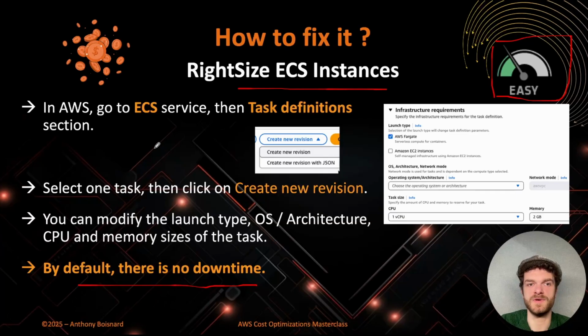So in AWS, simply go to ECS service and then the task definitions section. You can select one task and click on create new revision. And then you can modify directly here the launch type if you want, the OS and architecture, and also the CPU and memory metrics.